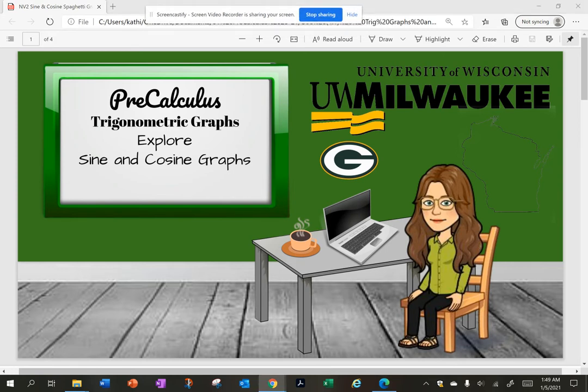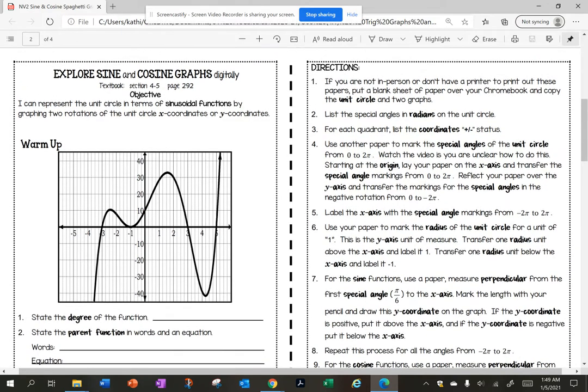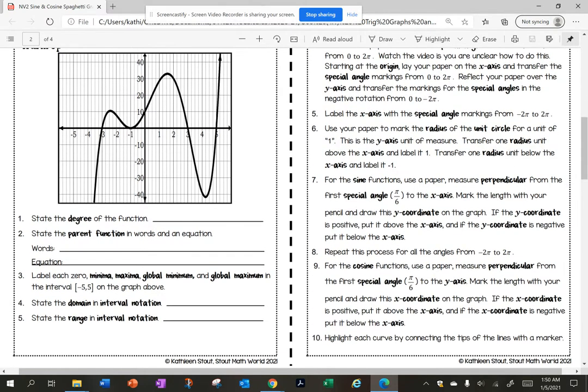Today's lesson is exploring the sine and cosine graphs. Okay, we're going to start out with a warm-up here to get us going in what we need to. Our learning objective for today is: I can represent the unit circle in terms of sinusoidal functions by graphing two rotations of the unit circle, x-coordinate and y-coordinates. Okay, so I have a graph here.